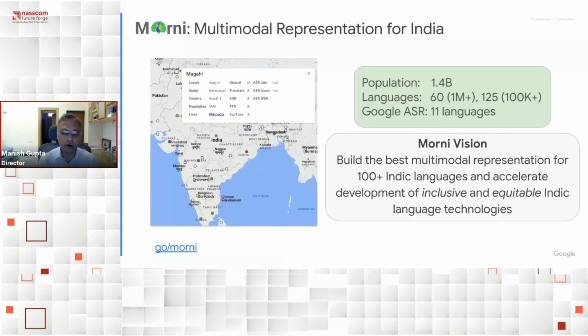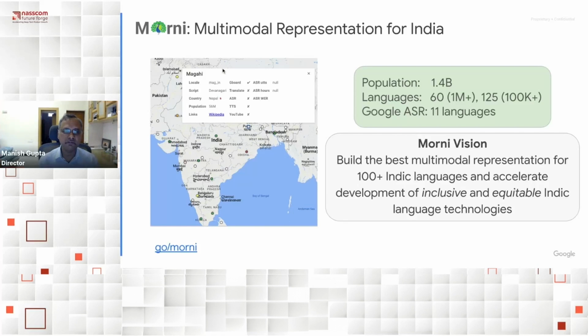And then what we did was raise our ambitions further. Initially, I challenged the team: can you handle all 22 scheduled languages of India? And the team went further and said, look, there are 60 languages in India that are spoken by over a million speakers, and there are 125 languages that are spoken by over 1 lakh speakers. So they took this attitude that if a language is spoken by at least 1 lakh speakers in India, we want that language understood and better represented in our model.